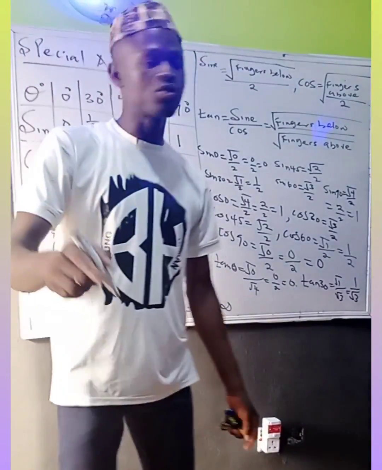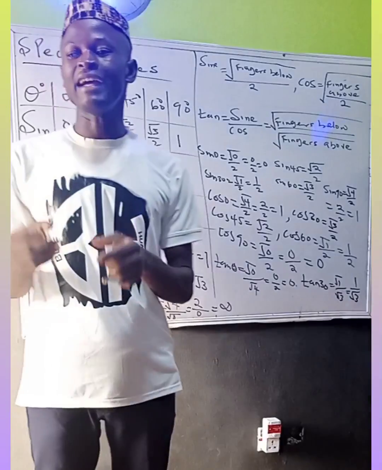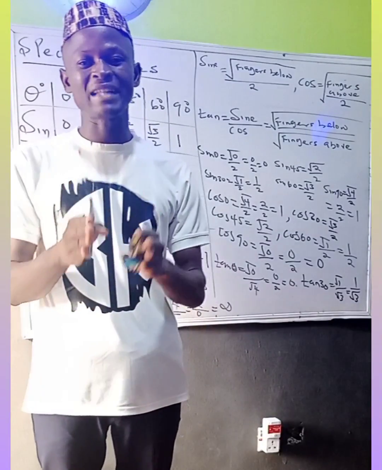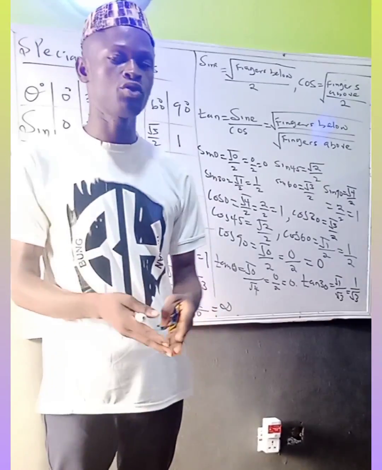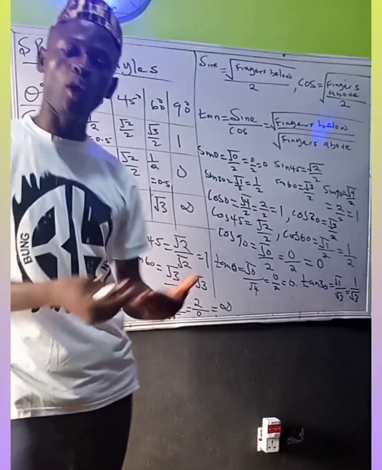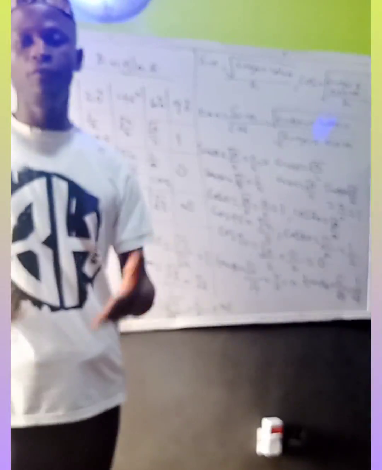If you press your calculator for tan 90, you see syntax error or math error, depending on the programming of the calculator. It's infinity because a number divided by 0 is infinity.